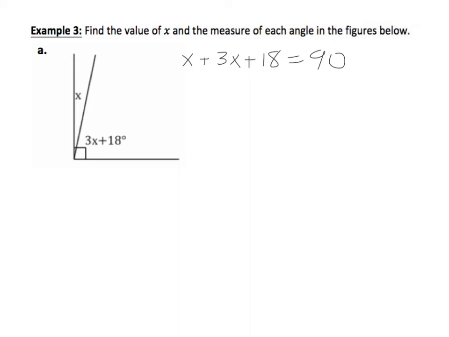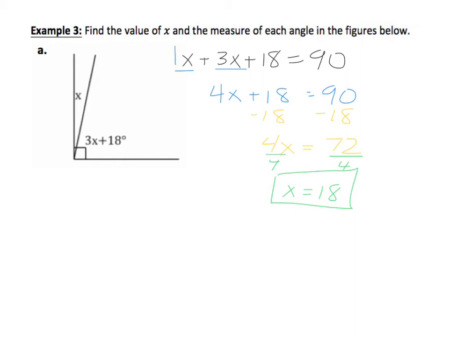Now let's go ahead and combine our like terms. Here the x's are on the same side, so you can just go ahead and add those together. 1x and 3x is 4x. So 4x plus 18 equal 90. Then subtract 18 on each side. And when we do that, we end up with 4x equals 72. And now we are one step away here. Just divide both sides by 4, and you will end up with x equal 18. So that's the first part of the problem, finding x.